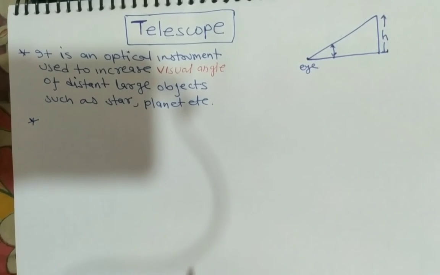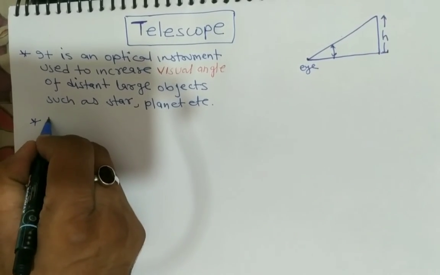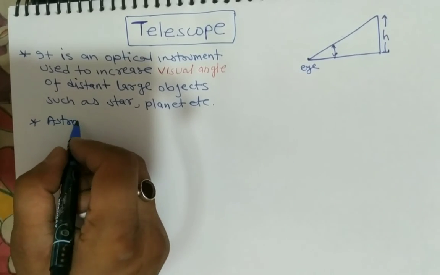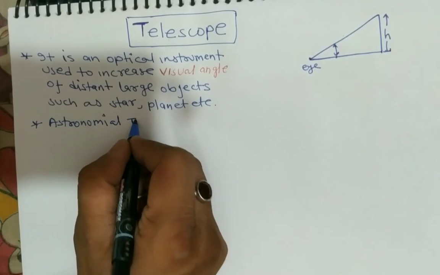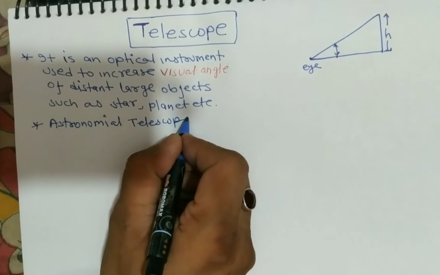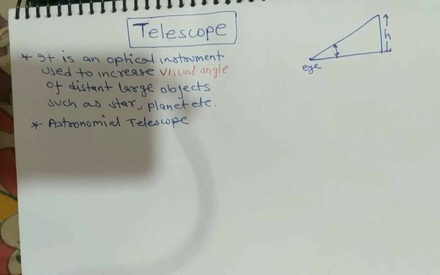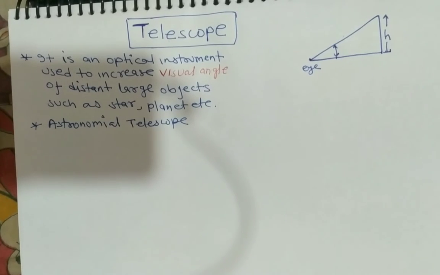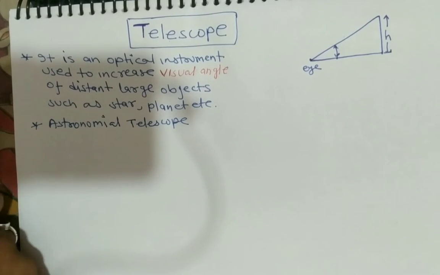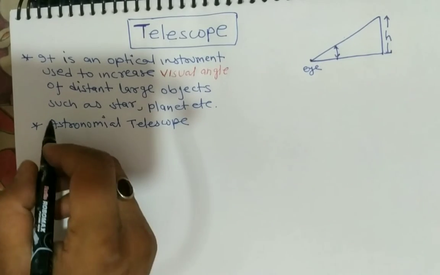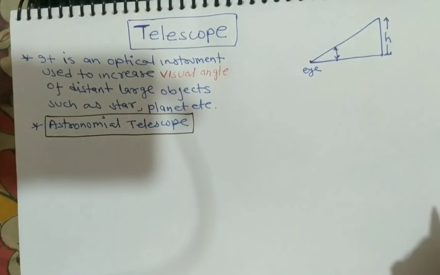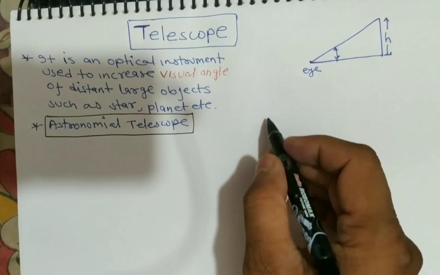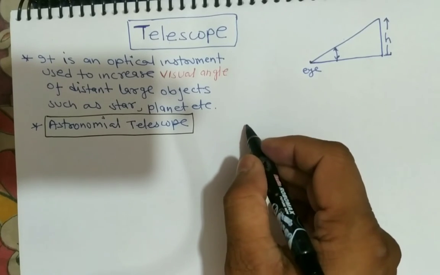Now in this topic we are going to discuss the astronomical telescope. An astronomical telescope basically has two convex lenses, just like a compound microscope, but the difference is that the first convex lens is larger and the second convex lens is smaller. So let us draw the ray diagram first.